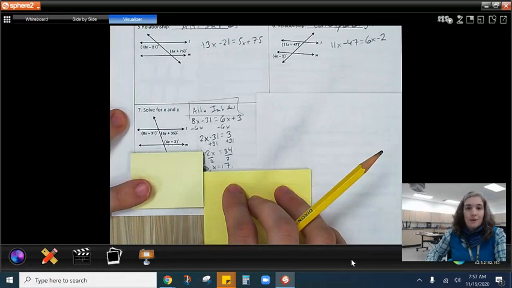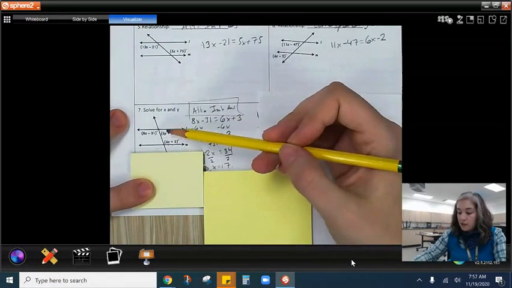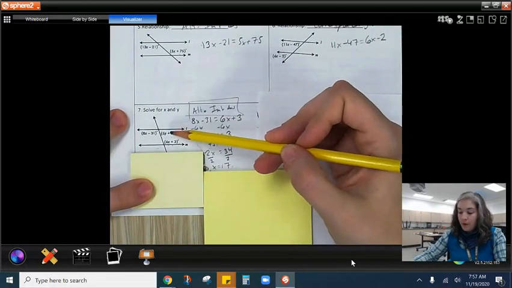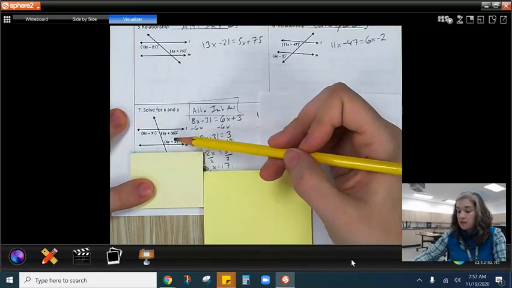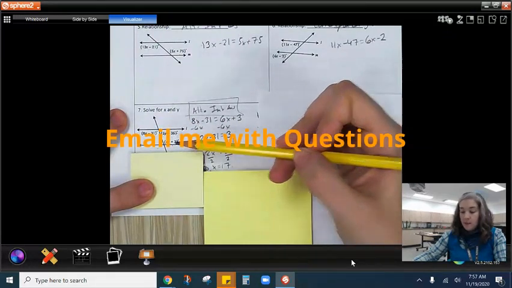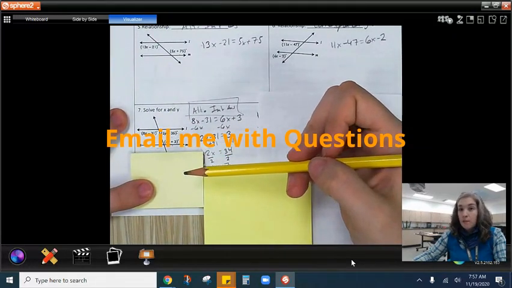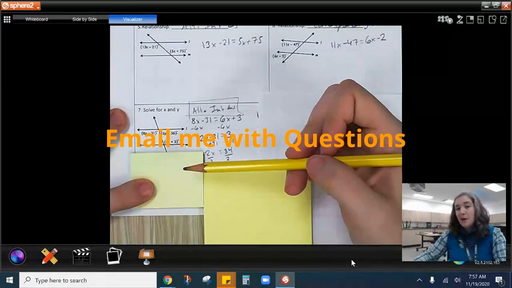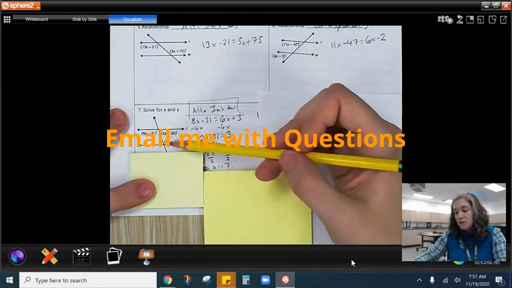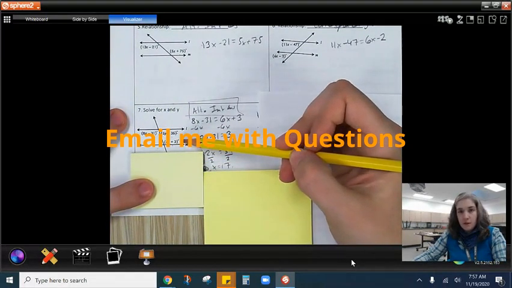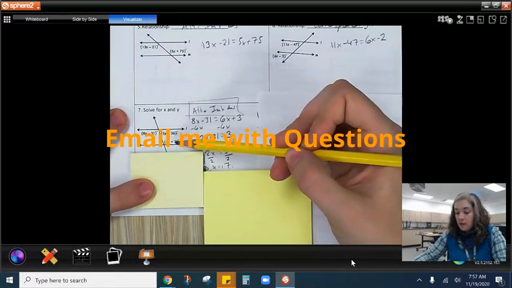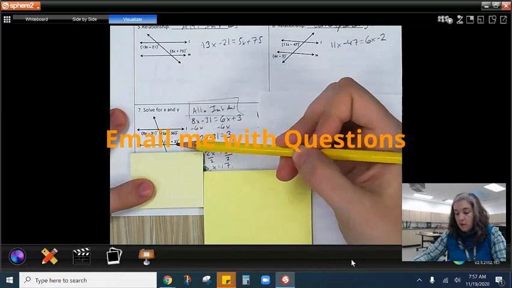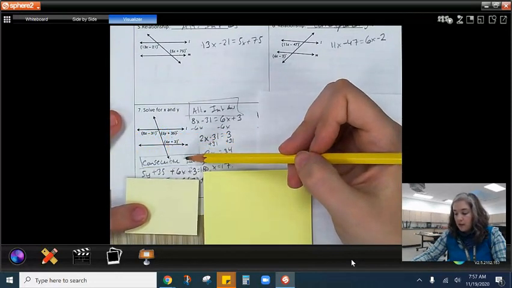But what about y? What do we do with y? Y has a relationship with both of these, right? It is a linear pair with 8x minus 31, and it is consecutive interior with 6x plus 3. It doesn't matter which one you pick. Both of them are supplementary. I'm going to go with smaller numbers, and even though these two are congruent, I just like 6x plus 3 more. So 5y plus 35 is supplementary. It's consecutive interior with 6x plus 3. Right? They're consecutive interior angles.